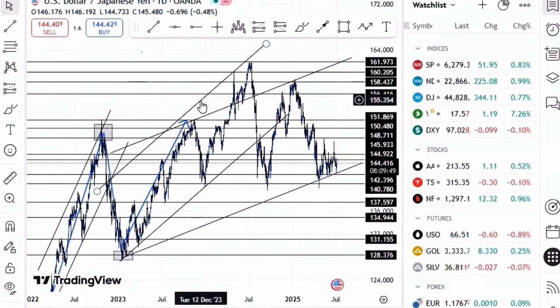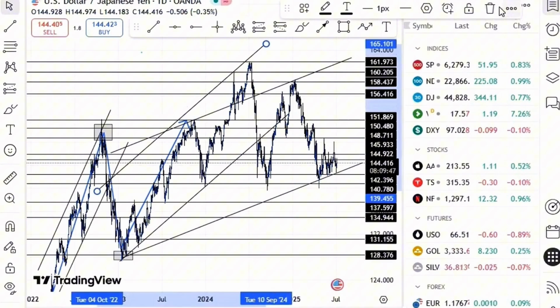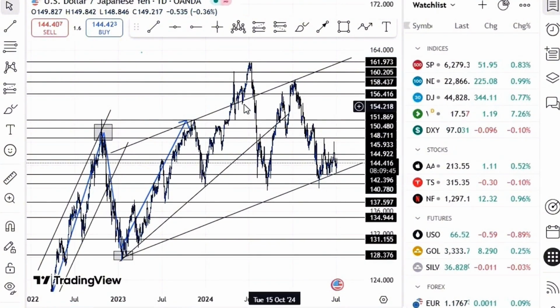Let me just remove this because it will confuse you a bit. So this here is what we call a false breakout, a huge false breakout, right, which takes a lot of people out of the market and makes them lose quite a lot, because it's a false breakout. This is what we call a false breakout. Why? Because of this manipulation here.